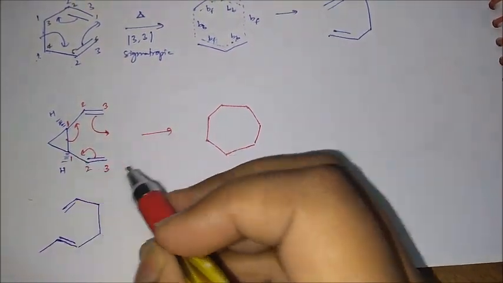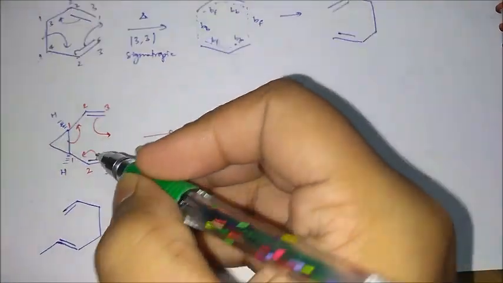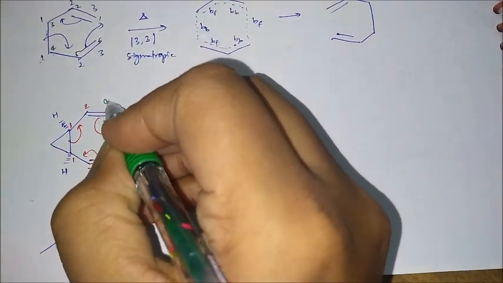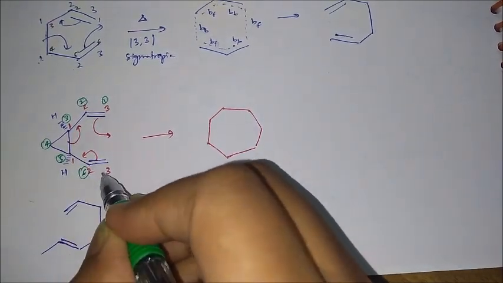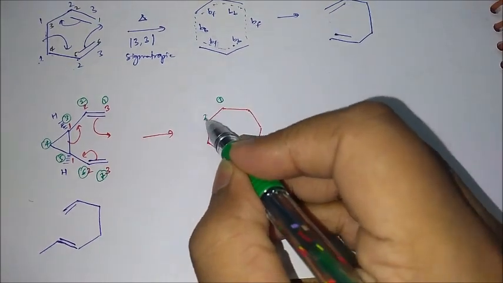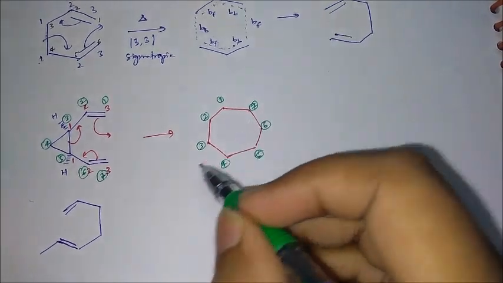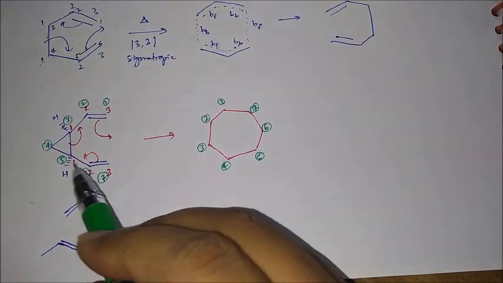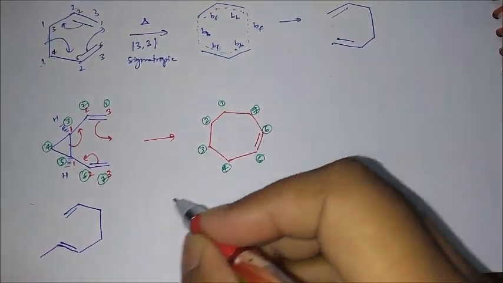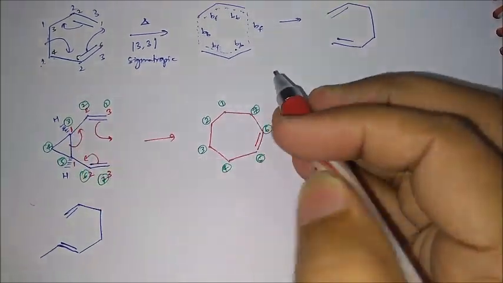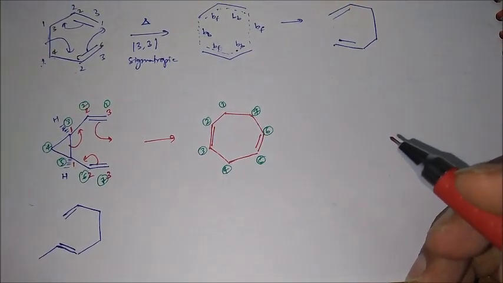Now I'll be having a double bond. In order to find the position of the double bond in the ring, I number it like this: 1, 2, 3, 4, 5, 6 and 7, and if I number it over here also, 1, 2, 3, 4, 5, 6 and 7. Now the double bond, you can see, has been formed between 5 and 6. So here you are getting a double bond, and again you will get a double bond between 2 and 3. This will be the product you get after the Cope rearrangement of this compound.